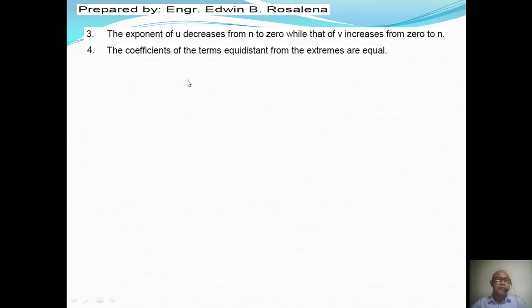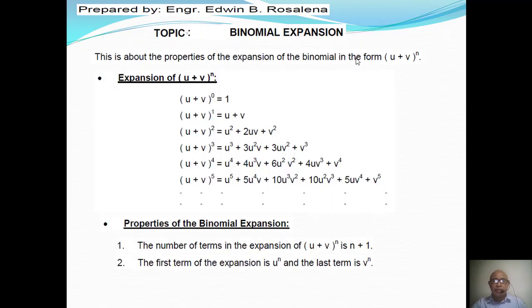Okay, next, we have here: the coefficients of terms equidistant from the extremes are equal. Ano daw? The coefficients of the terms equidistant from the extremes are equal. Okay, balikan na naman natin yung expansion, no? So, example lang natin yung u plus v to the power 5. So, meaning, terms with the same location from the ends or from the extremes, those terms have the same coefficients.